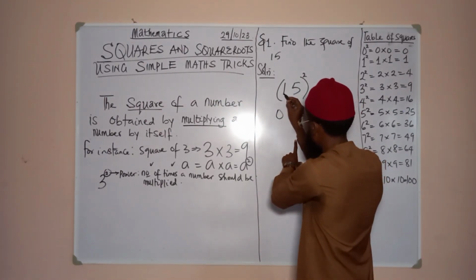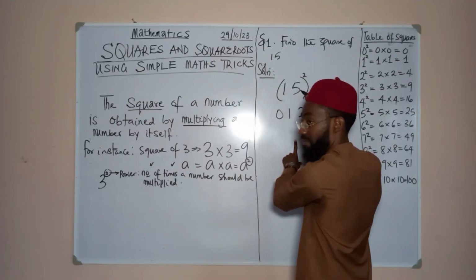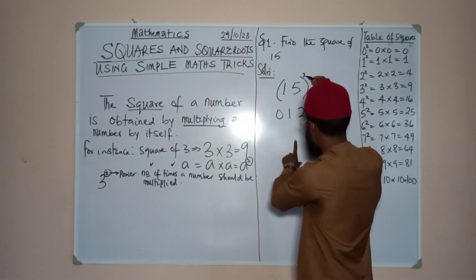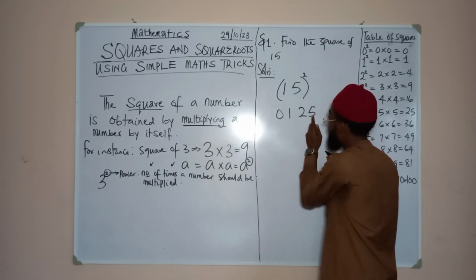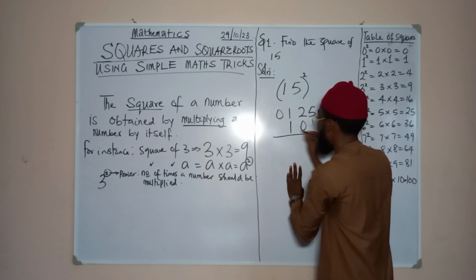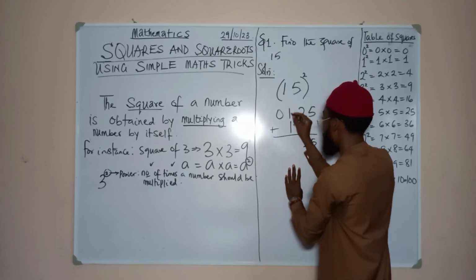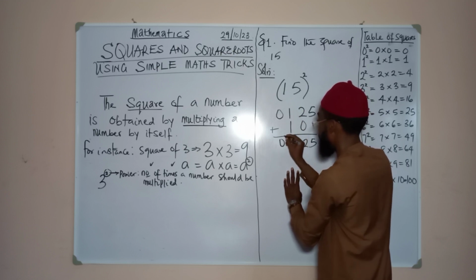Then multiply the digits with the power there. I'm going to have 1 times 5 is 5, 5 times 2 is 10. Write that 10 just before the last digit. You insert that 10 and then add up together. Bring down 5, 2 plus 0 is 2, 1 plus 1 is 2, and then bring down 0.